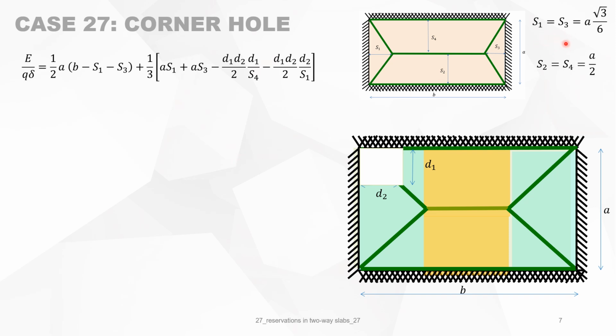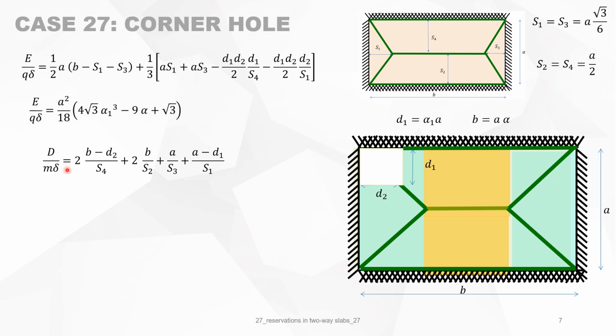We know that s1 and s3 is this value from the geometry. We work with unitless parameters. And then you can substitute the different values, and you find this as a formulation.